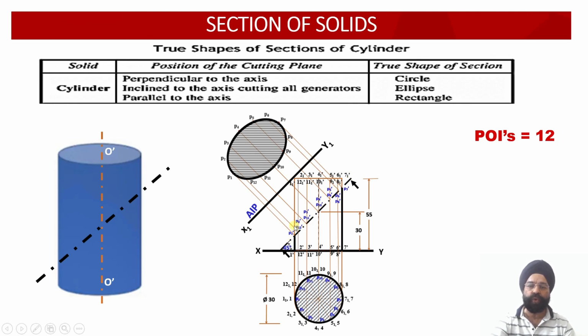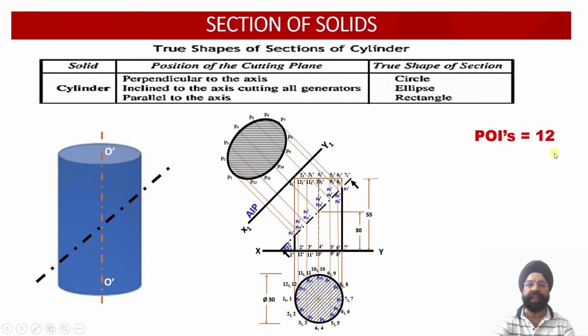Now this was our cylinder, and as it is being cut by this cutting plane, it passes through all the vertical generators of this particular cylinder. Here we have divided the circle, that is the top face or the bottom of this cylinder, into 12 equal parts. So we have 12 generators. Since this AIP is passing through all the generators, the number of points of intersection obtained will be equal to the number of generators. Since there are 12 generators, the points of intersection will also be 12.